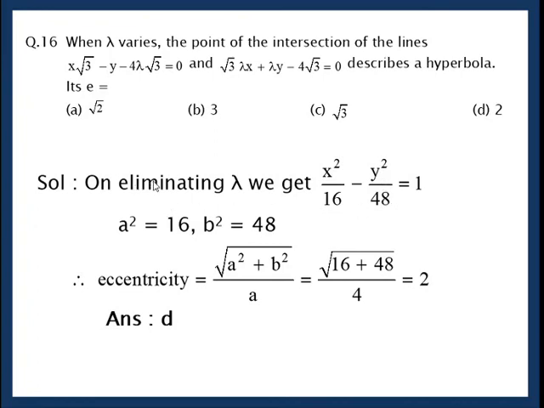equal to 1. I have not written that part in the solution. I'll again explain. To get the equation of locus, the parameter is to be eliminated. So get the values of lambda from these two, equate, simplify to get this. So a² is 16 and b² is 48. Find eccentricity. It is 2. So the correct option is D.